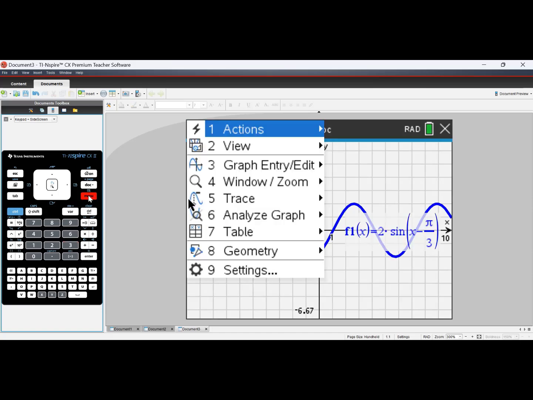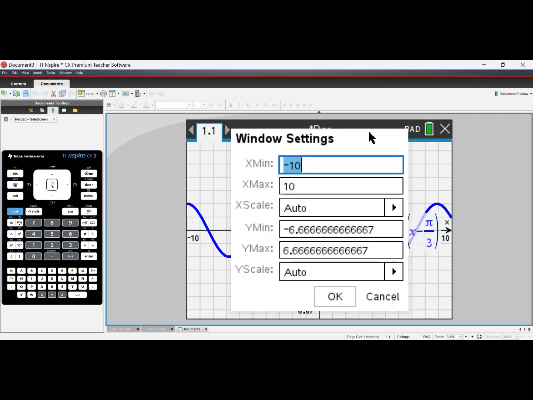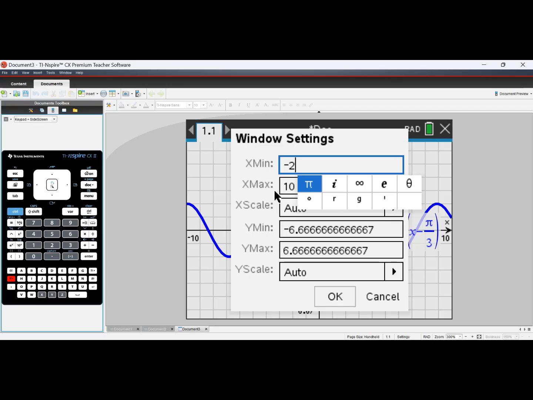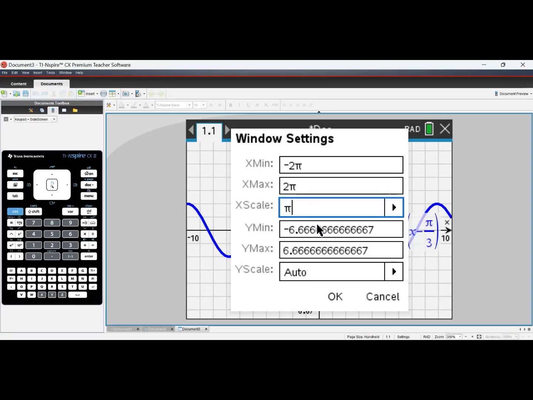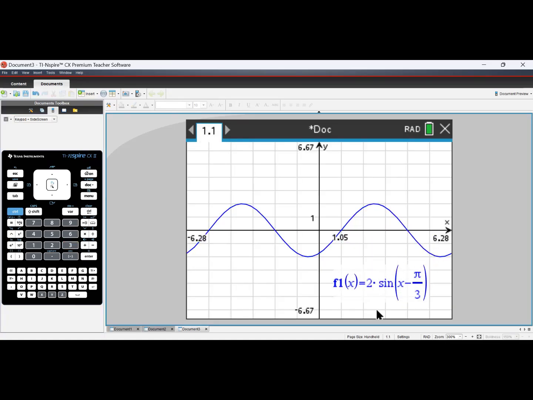Now we're going to go to the menu, window zoom, window settings. We talked about we're going to do our graph from negative 2 pi to 2 pi. So we're going to do negative 2. Use the pi button to get your pi. Tab, the x max is 2 times a positive pi. And tab, we said that we needed an x scale of pi over 3. So we're going to do pi divided by 3. And we can leave the y values the way they are. That's fine. And if we click OK, here is what our graph looks like, and that will help us to plot the points or so that you can check your work. There you go.